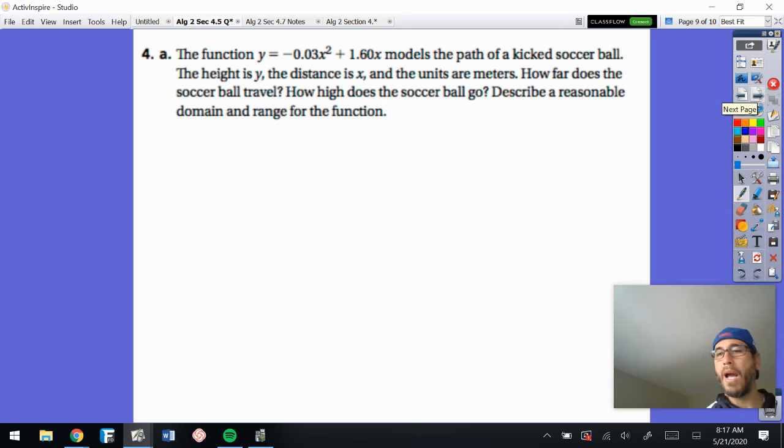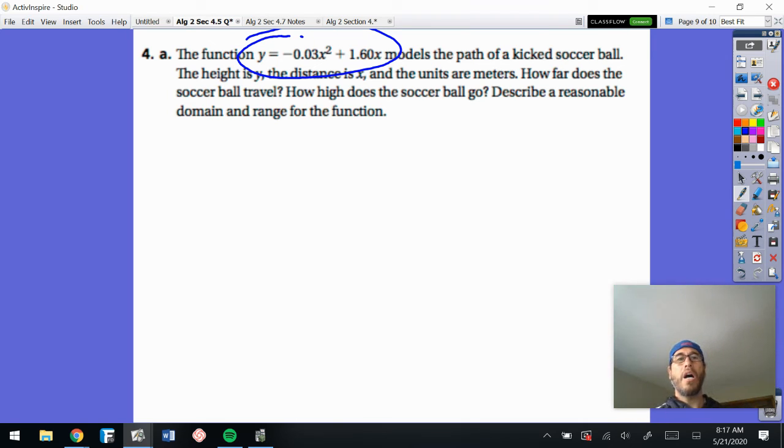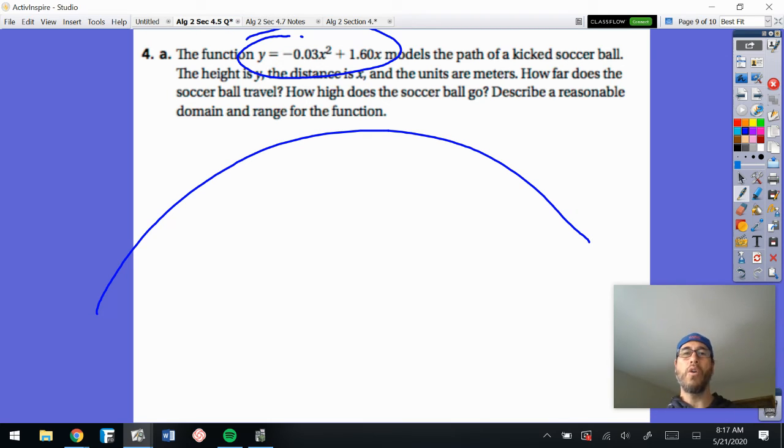Oh, no, we have a word problem. I'm going to do kind of the same thing in this word problem right here. We have a function, this bad boy right here. I'm kicking a soccer ball. It says the height is y and the distance that you kick it is x, in meters. How far does the soccer ball travel? It's a parabola probably, right? How far does it go? And how high does it go?